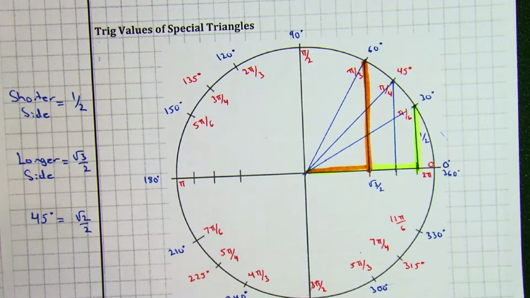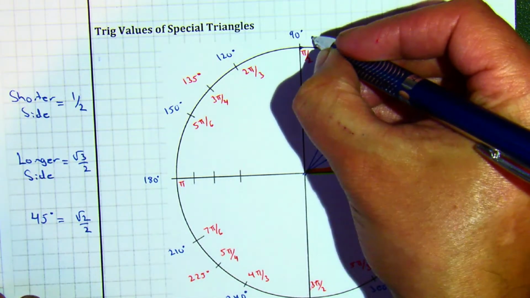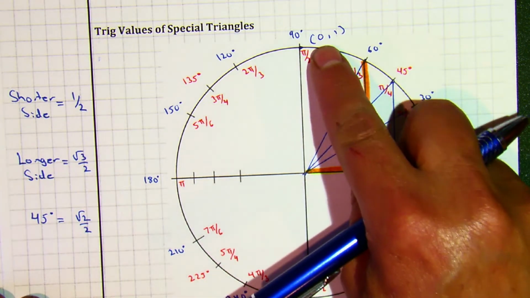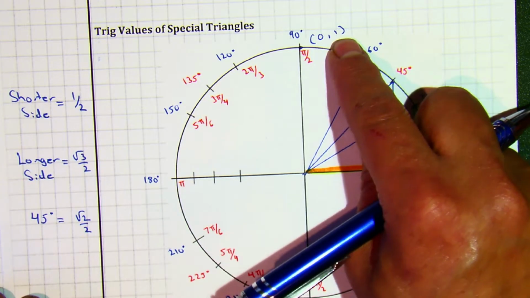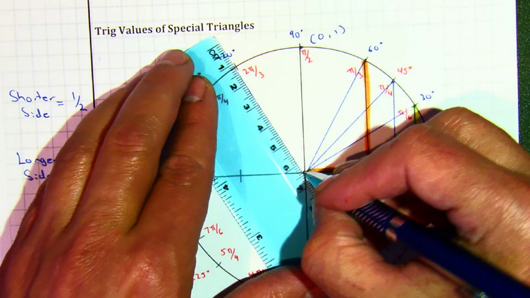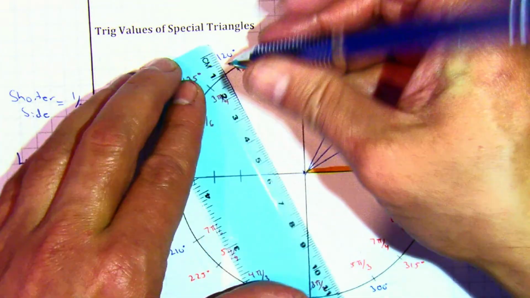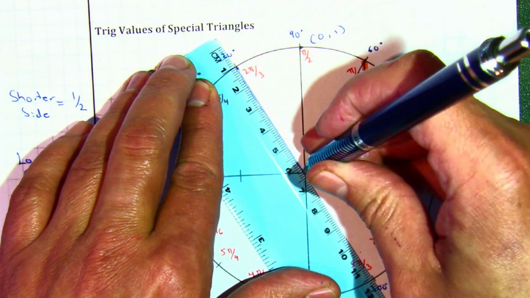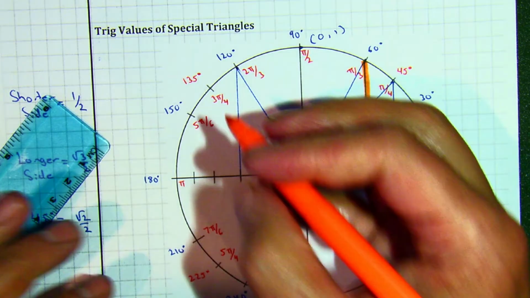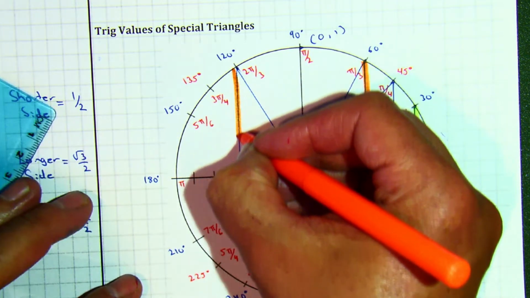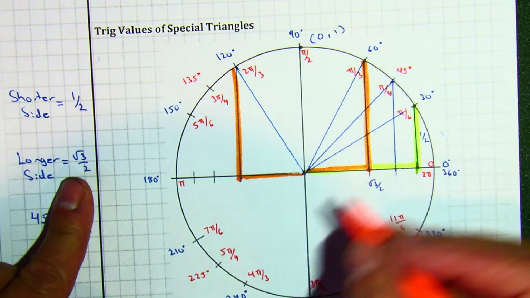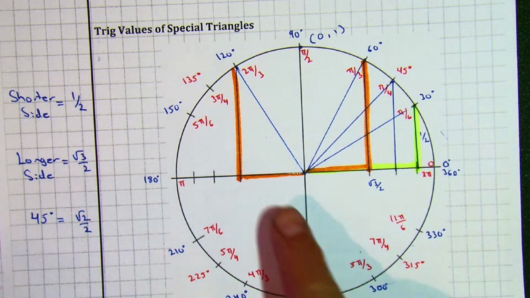If we get to the 90-degree, we know that that is the coordinate of (0, 1), where your cosine will be your x, which is 0, and your sine will be your y, which is 1. And then we continue all around the circle. At 120 degrees, we are comparing your y value versus your x value. Your y value is positive, and it's the longer side, which is the square root of 3 over 2. But because we're going to the left, that's going to be a negative 1/2, because that's your shorter side.